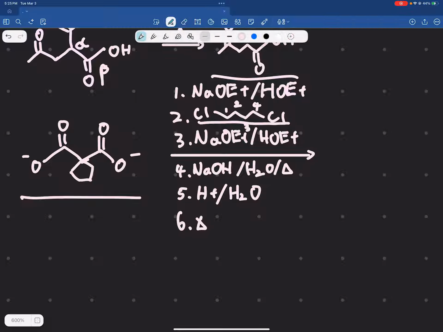Step 5 is going to be protonating these oxygens. And step 6 is going to be decarboxylation. So you can take off either of those carboxylic acids, and it's going to give us the end result, which will look like that. So that reaction earlier, this will be the end result.